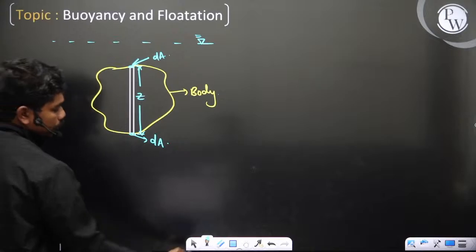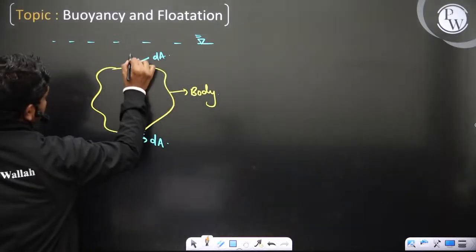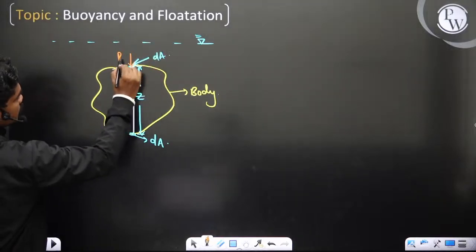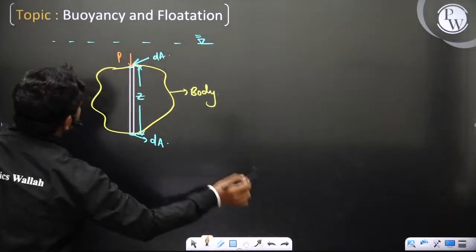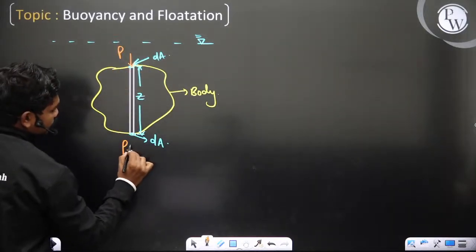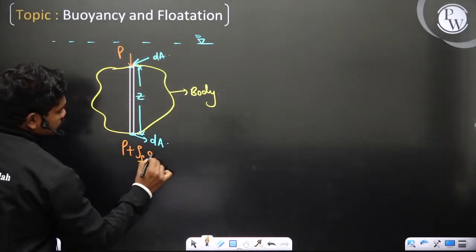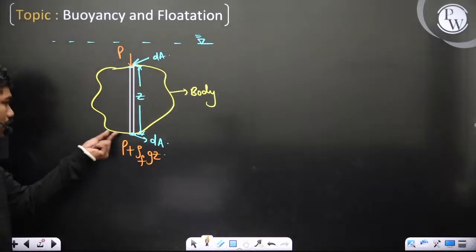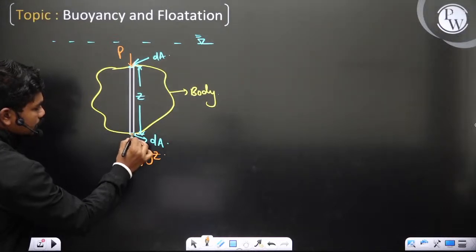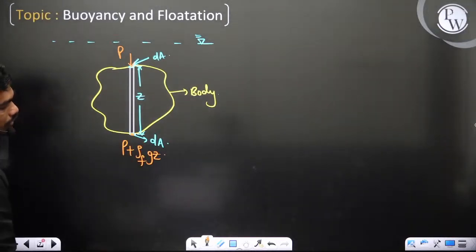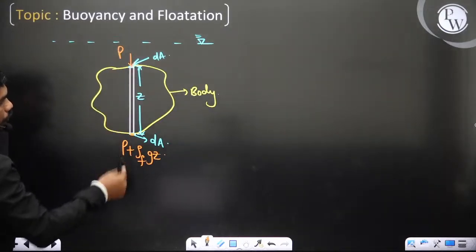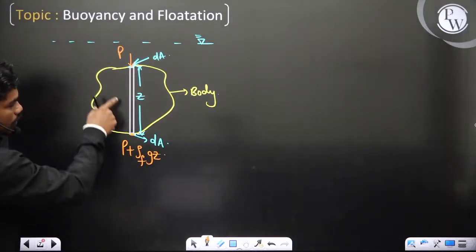Then we know the pressure acting at this point is P. Let us suppose this top edge is at a height H, then the pressure acting at this location is P, and here it is P plus rho fluid g Z. Yes or no? If this height is Z, then the pressure acting on this particular element is P plus rho F g Z, and this elemental area is dA. I'm talking only about the hydrostatic force, not the weight of the body.